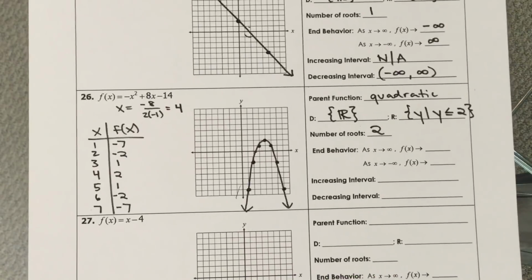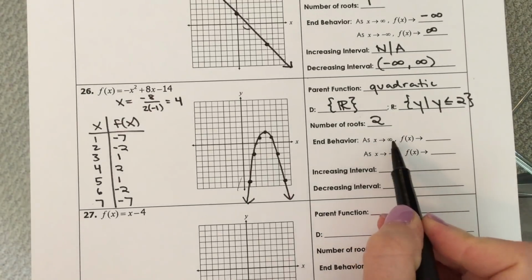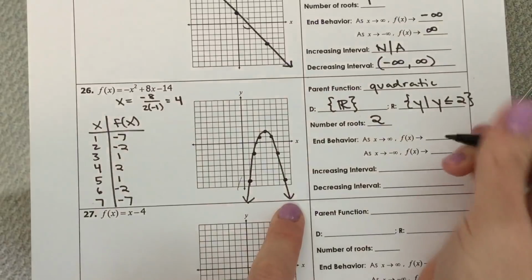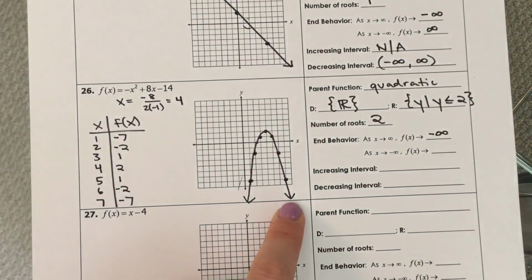The end behavior is where arrows are going. So as our x values go off to the right, that's this arrow. That arrow is going down, so that's a negative infinity.